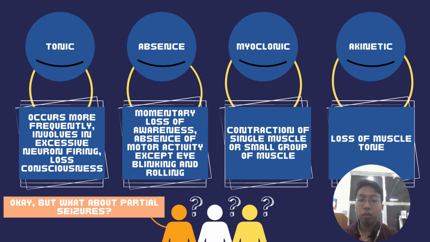Myoclonic is a contraction of single muscle or small group of muscle, which means it can happen maybe in parts of the body. And for example, contraction of single muscle where kita cramp, kita akan guna term cramp, but it's almost similar towards that one, which is myoclonic seizures. And akinetic, we can understand kinetic is movement. Akinetic is not a movement because of a loss of muscle tone could be the primary problem that happens due to that. So next will be, I know you might be wondering, okay, but what about partial seizures?